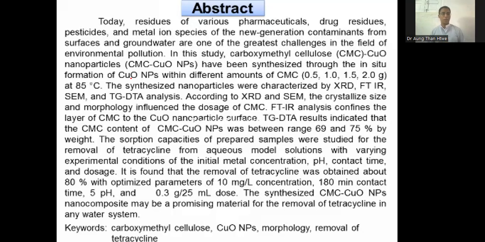The sorption capacity of the prepared sample was studied for the removal of tetracycline from a clear model solution with varying environmental conditions: the initial concentration, pH, contact time and dosage. It was found that the removal of tetracycline was about 80% with optimum parameters of 10 milligram per liter concentration, 180 minute contact time, pH 5 and 0.3 gram per 25 mL dosage. The synthesized CMC-CO nanocomposites may be a promising material for the removal of tetracycline in any water system.